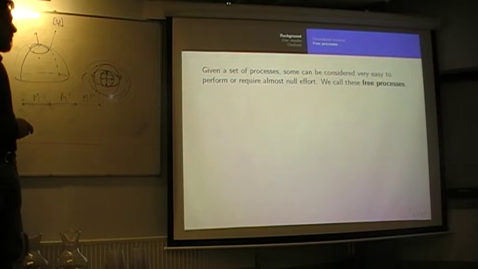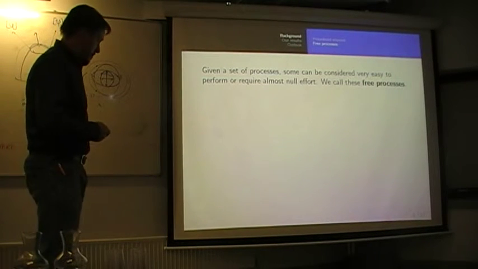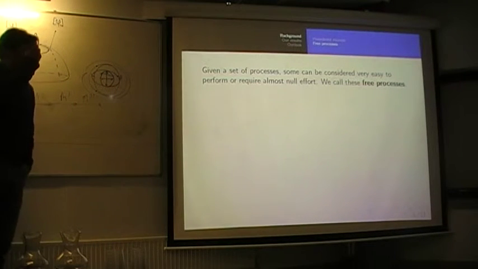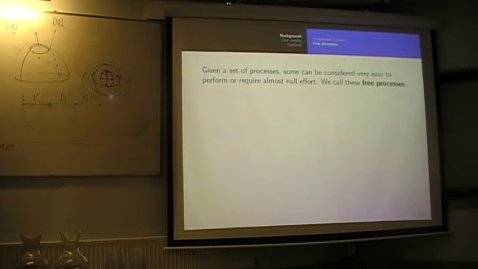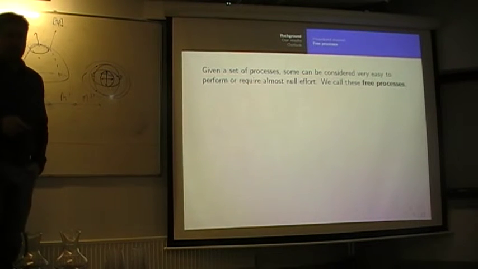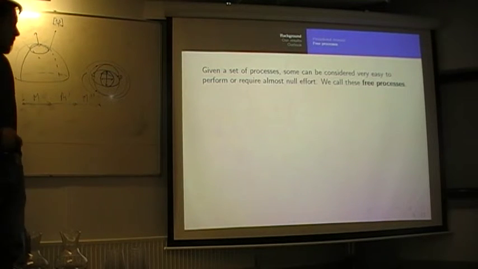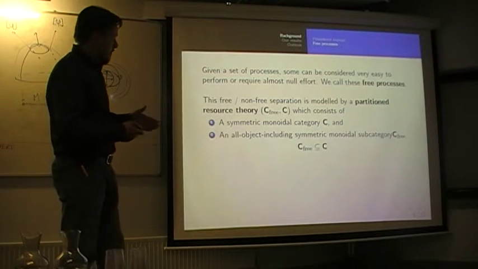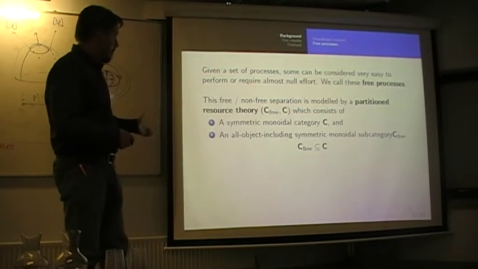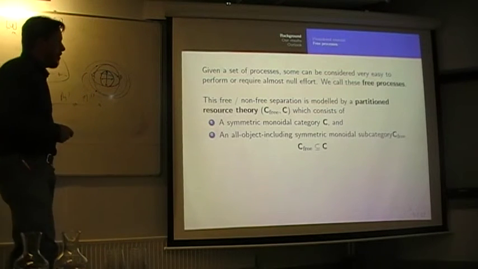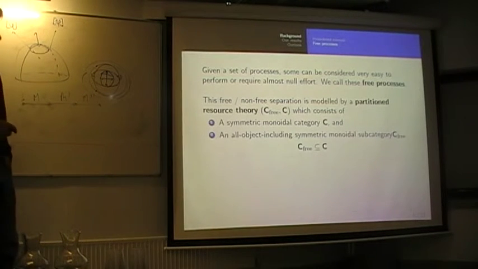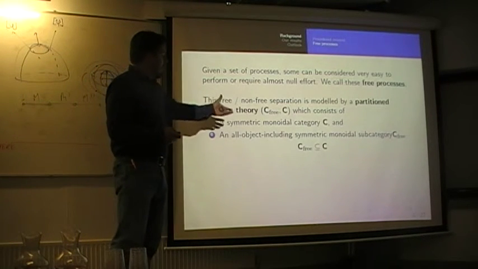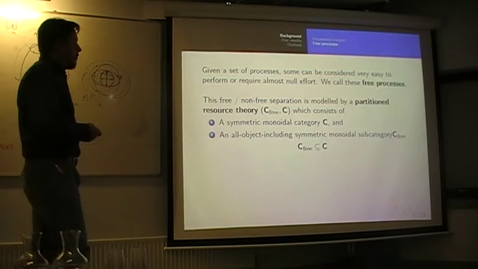The other concept needed for this framework of resource theories is the concept of free processes. So basically, processes that have very low cost or almost no cost to perform. And this is modeled in this theory. So now we've moved to categories. First I started with pre-order monoid. Now I'm moving on to category theory, and I'll show you in a minute how, given symmetric monoidal categories, one can get a pre-order monoid.